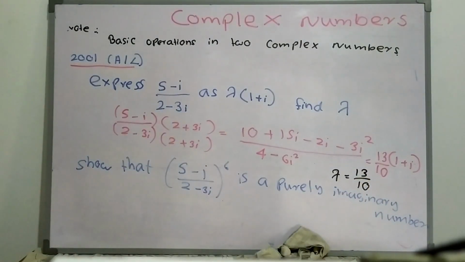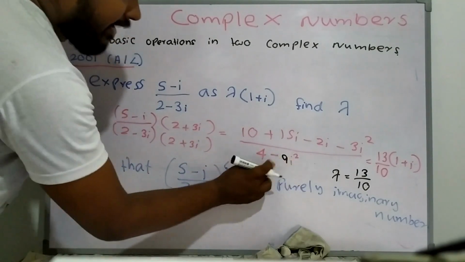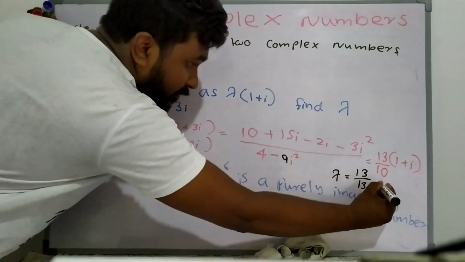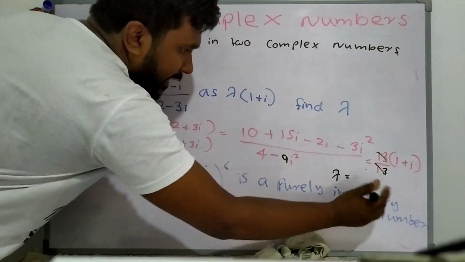What about the next part? It's 6, it's 4, 3, 3, it's 9. Sorry, here it's 9. It's 9 and 13. 13 over 13 is 1. So lambda is 1. These two get cancelled, and lambda is directly 1.